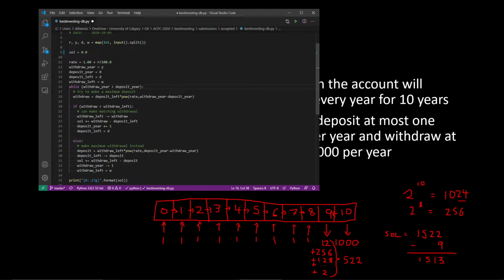So we want to check that we're always looking at two distinct years, because eventually once this algorithm finishes, the two pointers are going to be pointing to the same location, and because we can only either withdraw or deposit in a single year, that means we've finished at that point. So in each step, we're going to try to deposit as much as we possibly can.